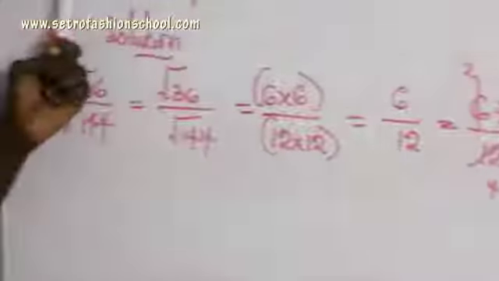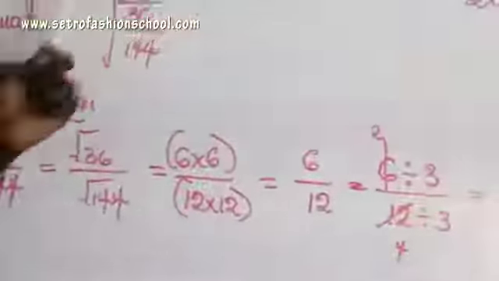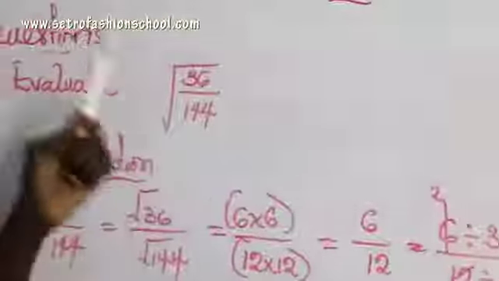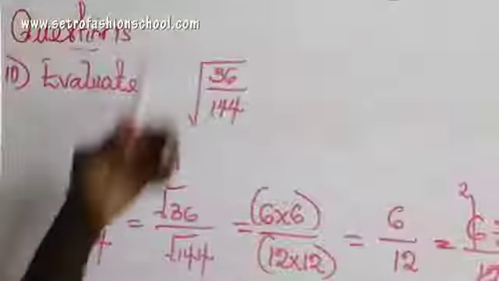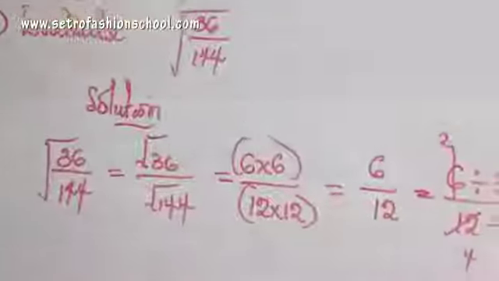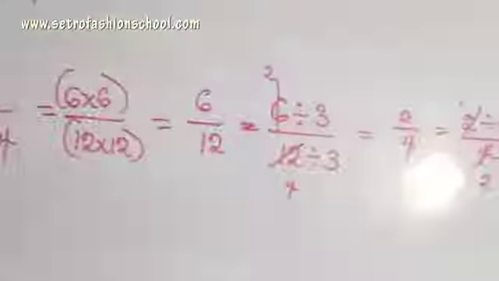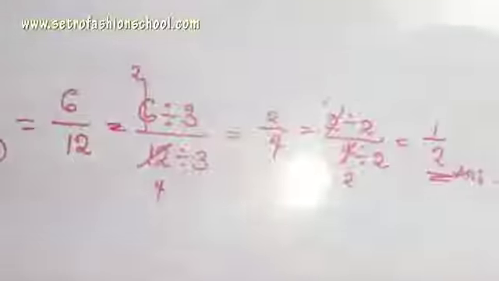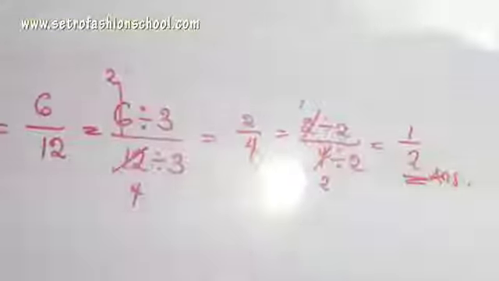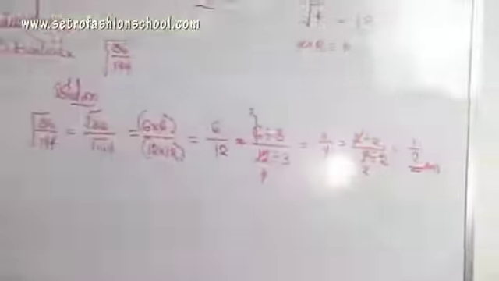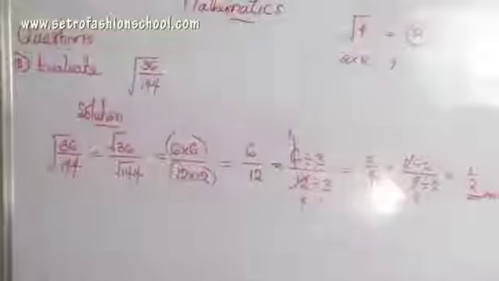So the final answer for this kind of question, which says evaluate the square root of 36 all over 144, is 1 all over 2. That is your final answer. So you can go back to the question one more time, solve it one more time, then check what you have as your answer.